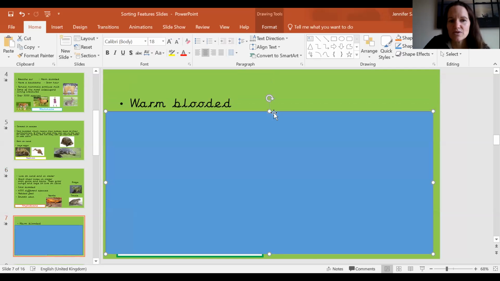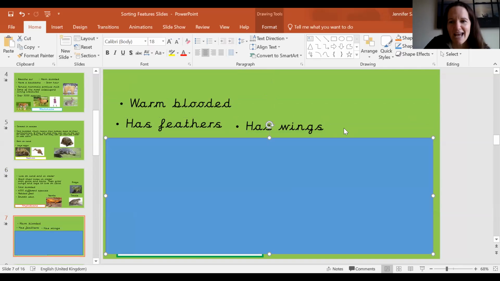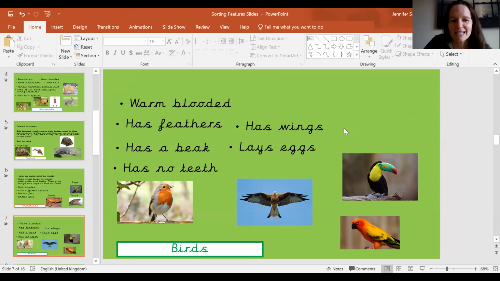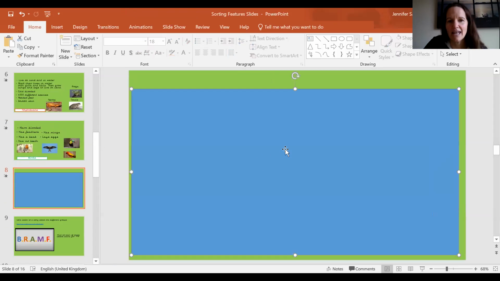Oh, these animals are warm-blooded. What could they be? They have feathers and they have wings. What are they? Well done if you said birds. Yes, it has a beak, they lay eggs, but they have no teeth. Well done. And let's have a look at the last group.